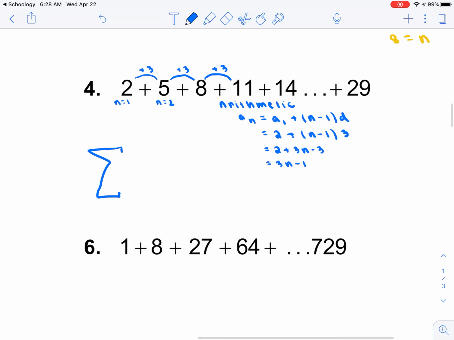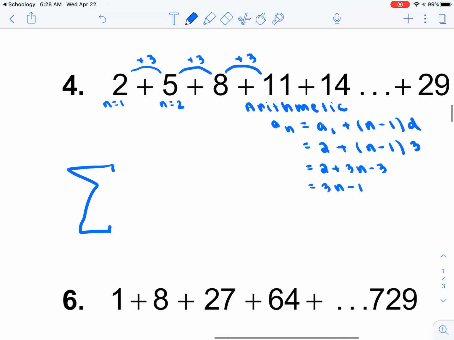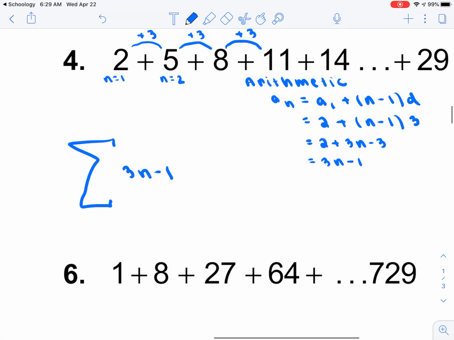Now, obviously, if you tried to set up the rule just by looking at the terms and you said, okay, like connecting that n value to this each time, it's not the same visual pattern that you would normally get, and that's why it's important to know these rules. So that means that we are going to put the 3n minus 1 to the right of the sigma. At the bottom, put that n equal 1.